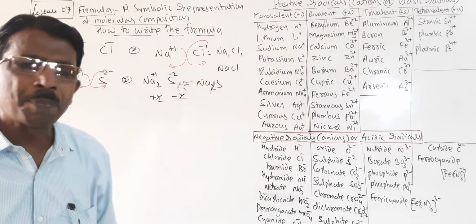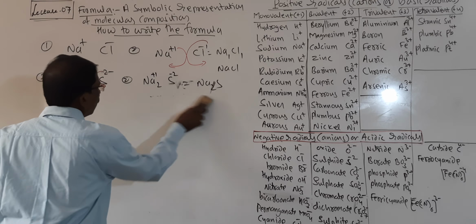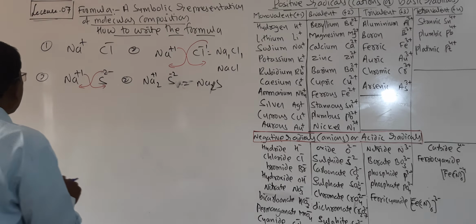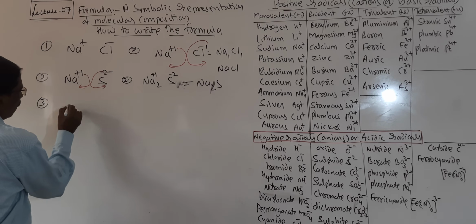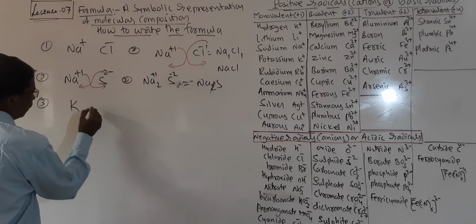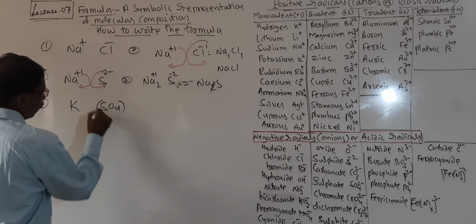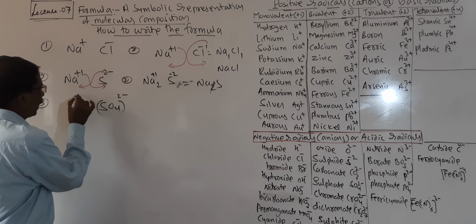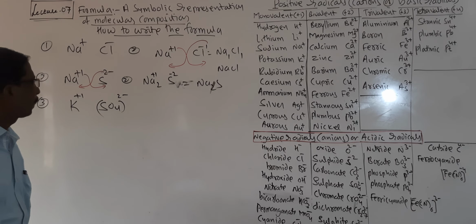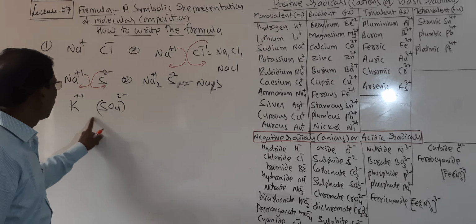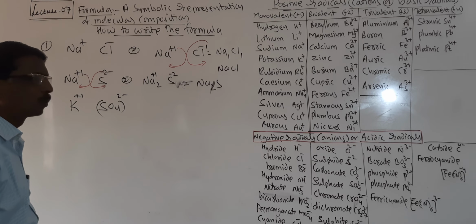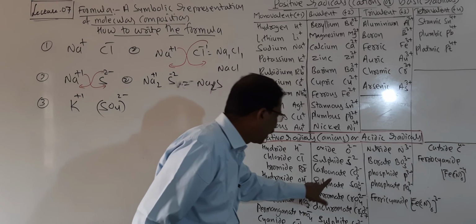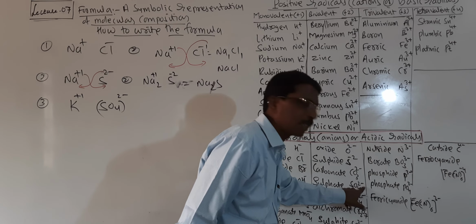And the third and fourth examples I will write directly. For example, take the third example, potassium sulfate. SO4, I will write in brackets because it is a common radical. SO4 has 2 minus and K has plus 1. So K is plus 1 and sulfate, SO4, is minus 2.